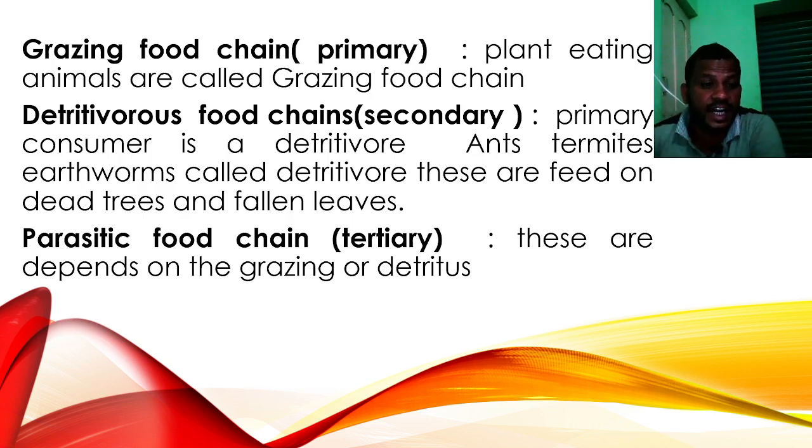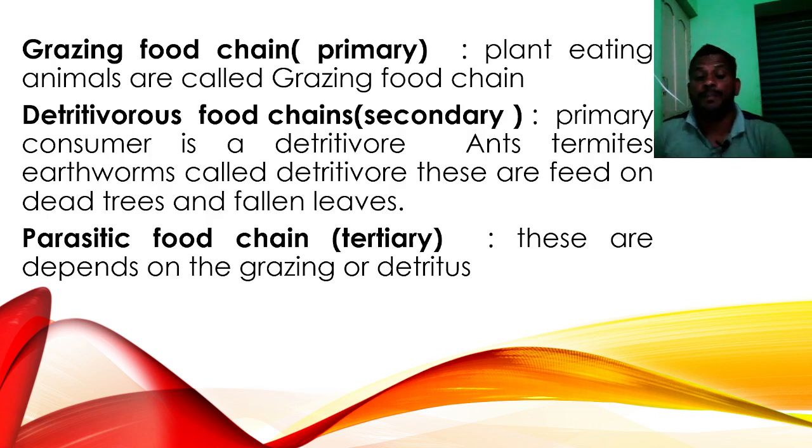Second one is the detritivorous food chain, or the saprophytic food chain. It means the secondary food chain, where the primary consumer is a detritivore. Ants, termites, and earthworms are called detritivores. These feed on dead, decayed trees and fallen leaves. Why? Because these are saprophytes, depending upon the dead plants and the fallen dried leaves. They help to decompose the dead trees and fallen leaves, so they are known as the secondary food chain.